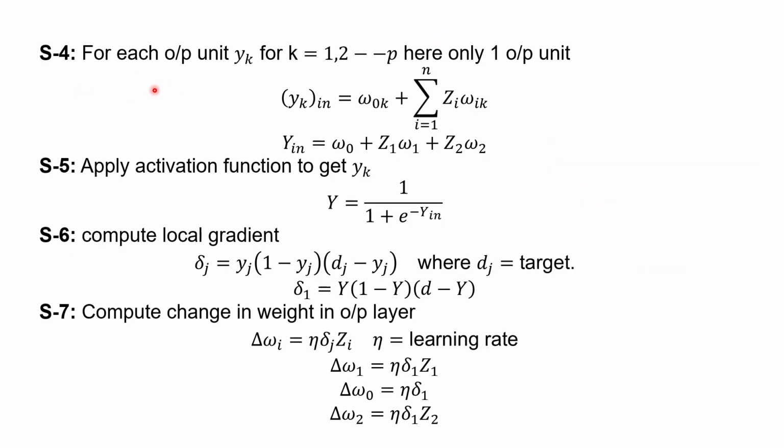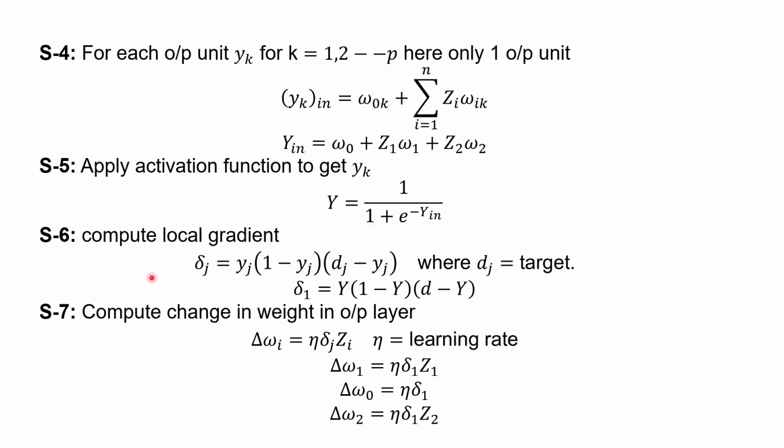For each output unit Yk, for k equal to 1 to p, Yk in is mathematically represented as Yk in is equal to W naught k plus summation i equal to 1 to n of Zi Wik. For the given network, Y in is given as Y in is equal to W naught plus Z1 W1 plus Z2 W2. Now step 5. Apply the activation function to determine Yk. Y is given by 1 by 1 plus e to the power of minus y in.